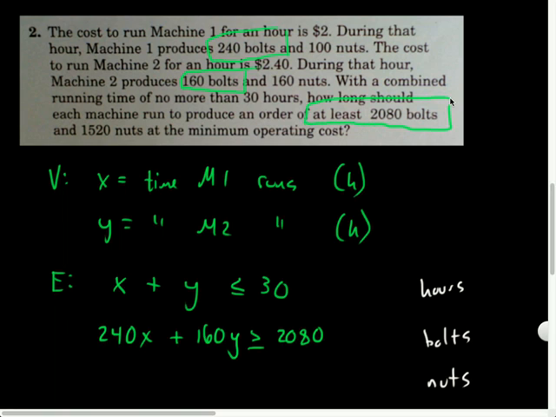In order to write your constraint, you might have to pull information from a few different spots and then pull it all together, which is what we did. So let's do the same thing but for nuts. Machine 1 can produce 100 in an hour, 100 times every hour that machine 1 runs, and machine 2 is 160 times y, so that's the total number of nuts produced in the entire day. We need at least 1,520, so I'm going to throw a greater than or equal to sign there.